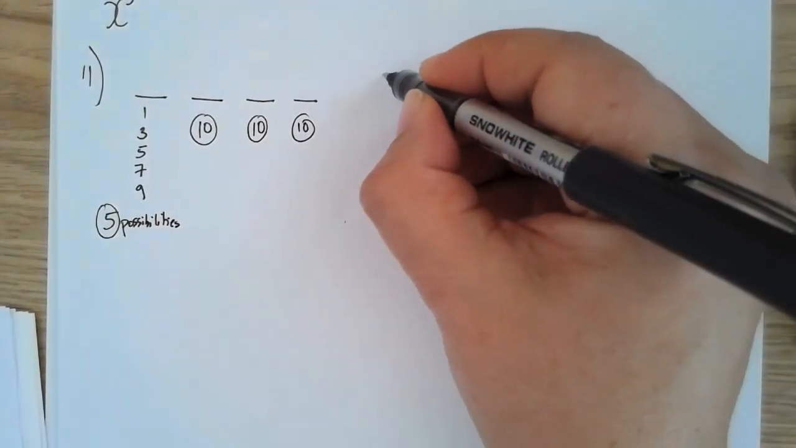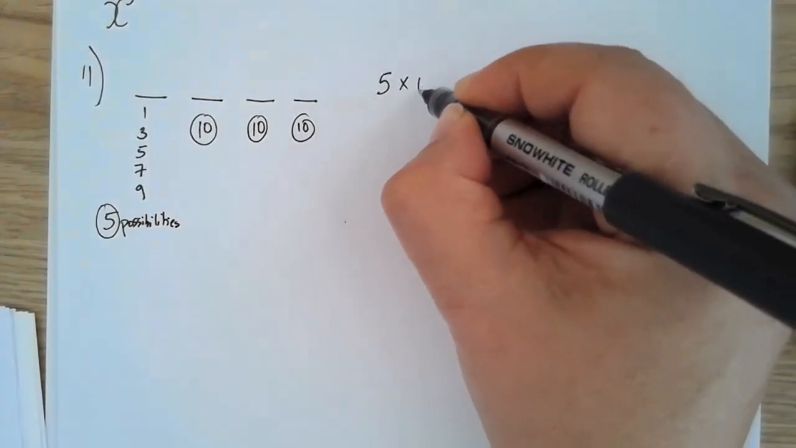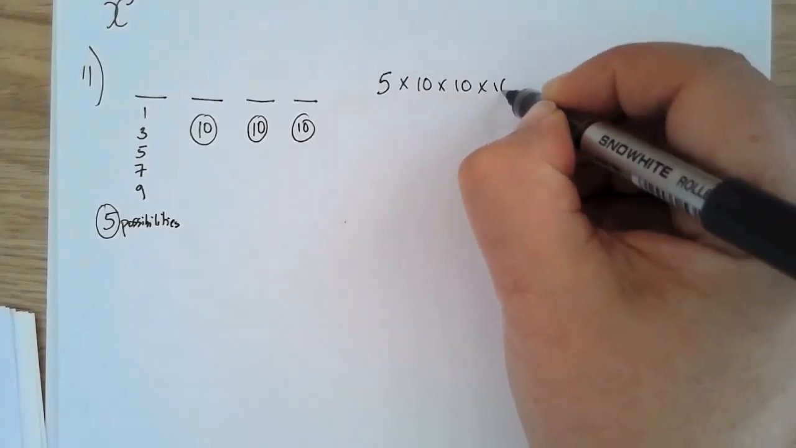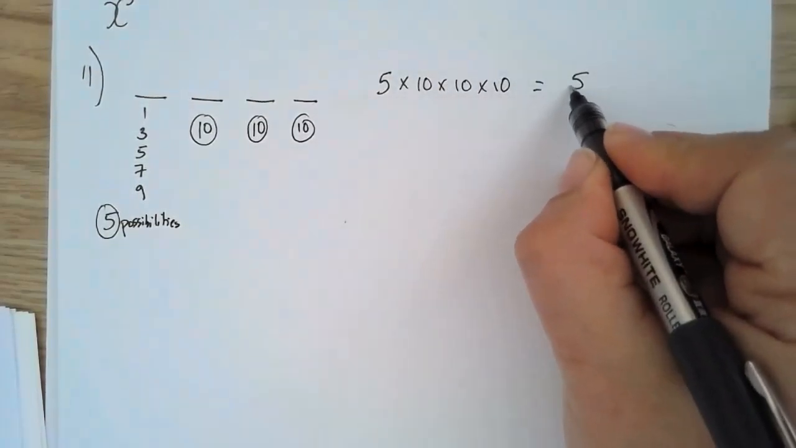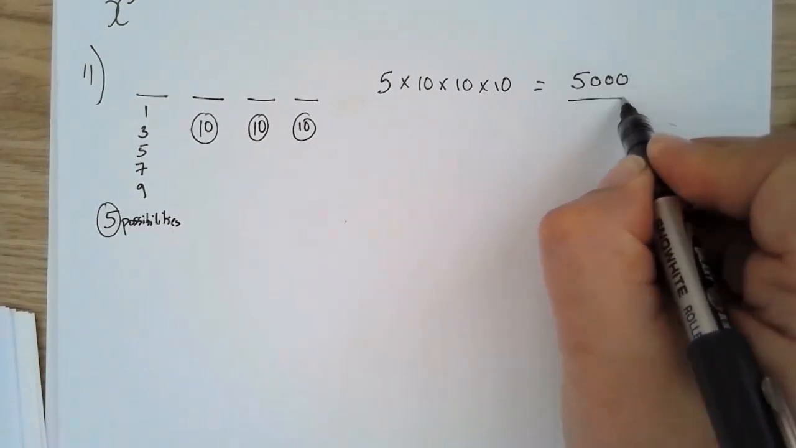So the equation I need to do is 5 multiplied by 10 multiplied by 10 multiplied by 10, which gives us 5,000 possibilities.